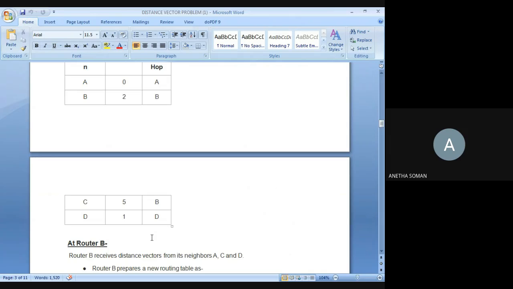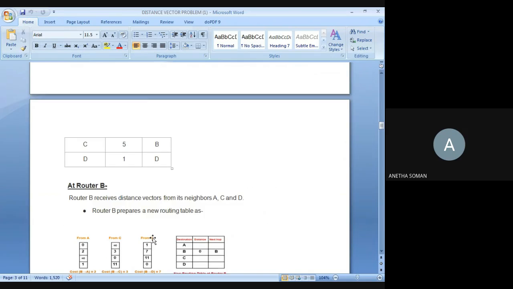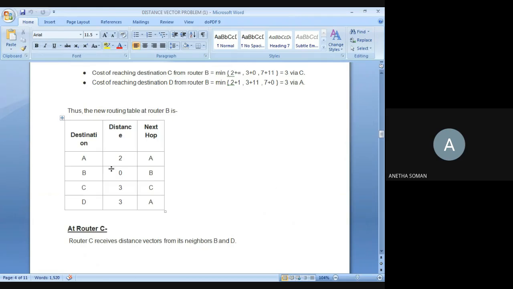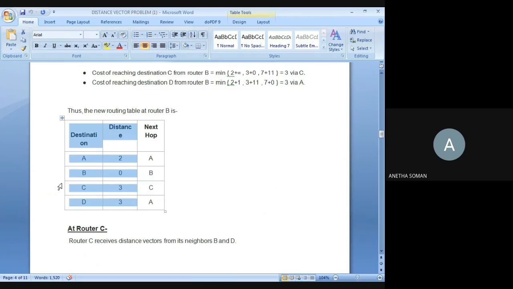What message are you getting from B? Now you have to look into B's routing table. B's routing table, you are getting it as A2A, B0B, C3C and D3A. Note down the first 2 columns only, this one, what I am highlighting. So you are getting A2, B0, C3 and D3.